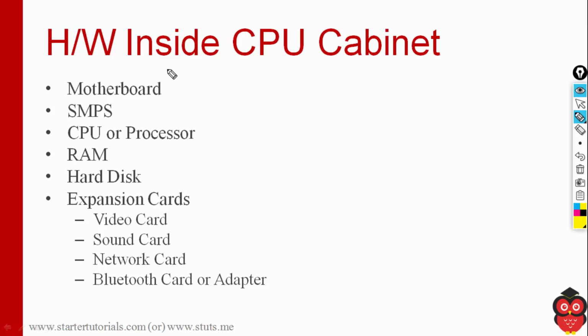So let's look at the hardware components which are inside the CPU cabinet. The first most important hardware component inside the CPU cabinet is the motherboard. Of course, we have other components which can be placed on the motherboard. We have SMPS, the CPU or microprocessor, the memory component RAM, another memory component called hard disk, and if needed we can use extension cards like video card, sound card, network card, and so on. So let's talk about motherboard first.